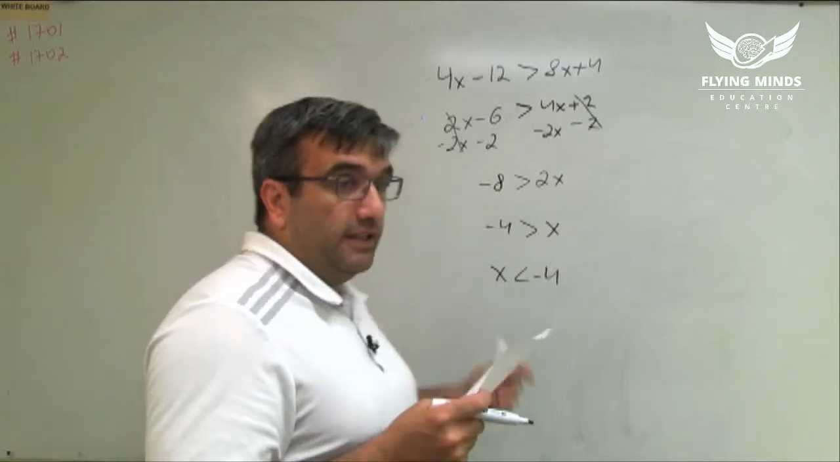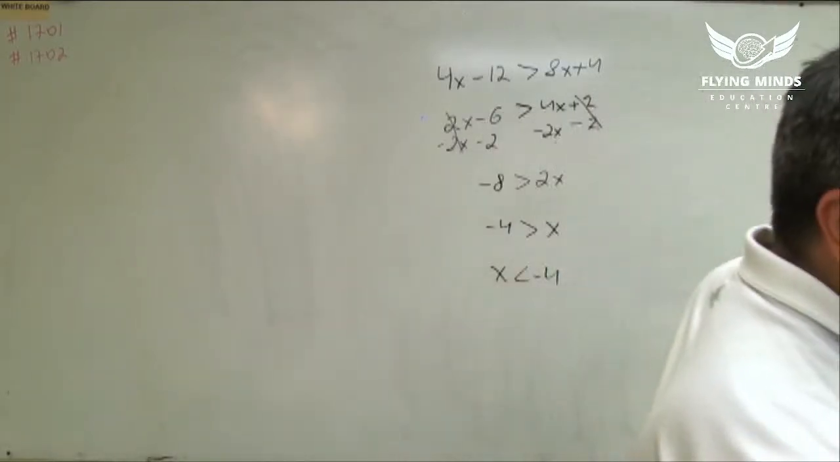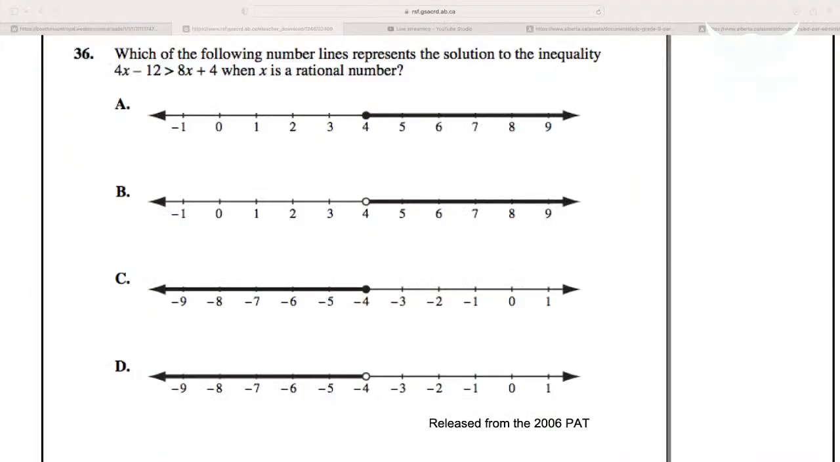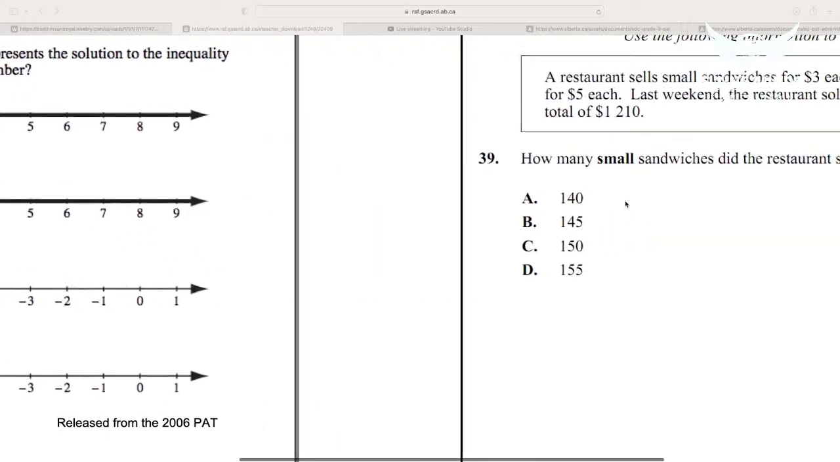So we have two options, right? C and D, and the correct will be D, because negative 4 itself is not included in the domain. So we should be very careful about these empty or filled dots, right? Empty means that the value is not included in the domain, and filled dot means the value is included. Okay, so correct answer is D.